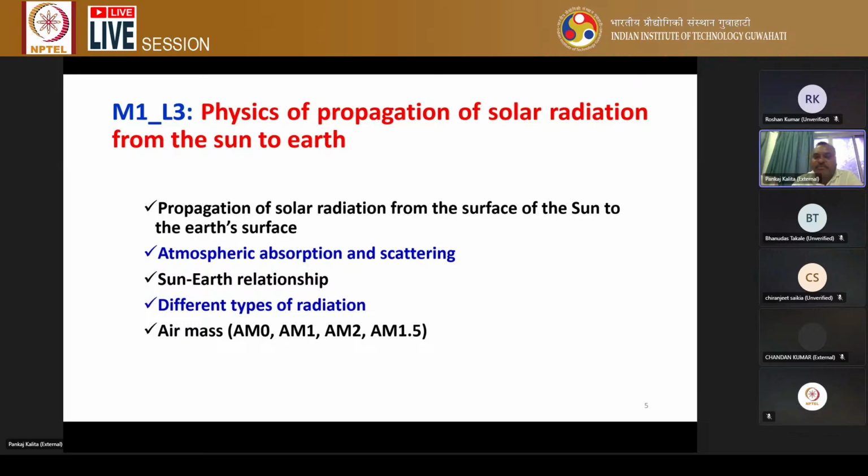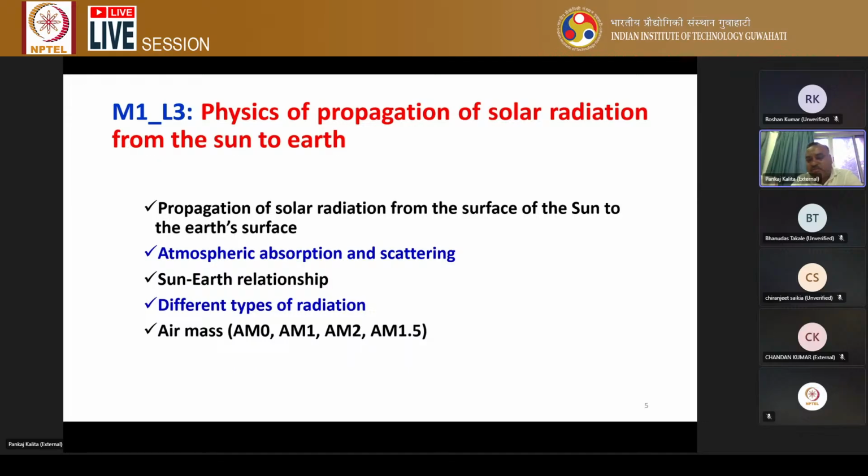So it makes an angle with the normal to the horizontal surface. If AM is 1, that indicates the sun is overhead. AM 1.5 means it is slanted. That means solar radiation is falling from a particular direction, and it makes certain angles with the normal to the horizontal direction. And AM0 stands for radiation above the earth's atmosphere, that means the extraterrestrial region.